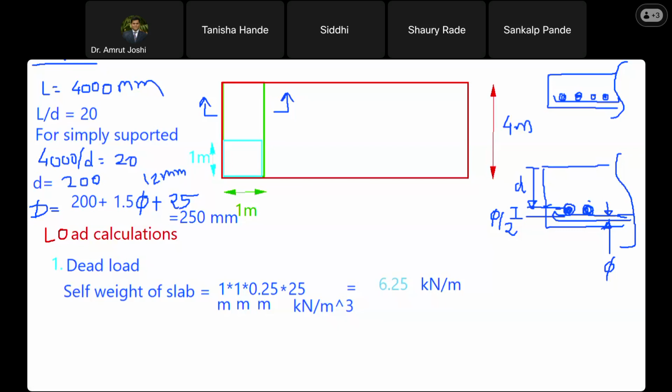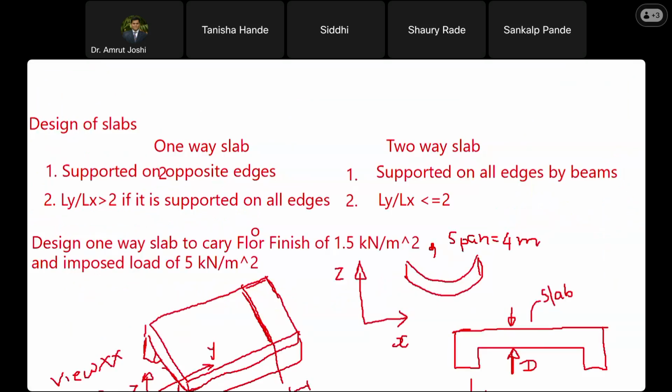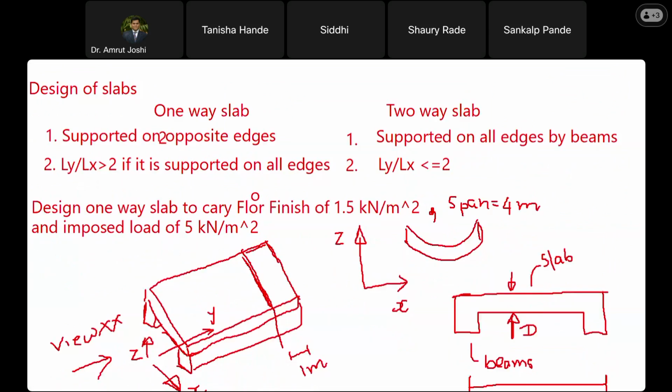Now we will consider floor finish. Above this slab, we have a floor finish. That means the tiles and all the assembly that makes these tiles stick to the slab surface. Its weight will also come. Are you with me? Yes, sir. So how much is that? Let me calculate that. That again needs to be calculated over this chunk, 1 meter by 1 meter. I hope this whiteboard is visible to you. Is it visible? Yes, sir. First one, yes. See what is written here: design one way slab to carry the floor finish of 1.5 kilonewton per meter square. Happy?